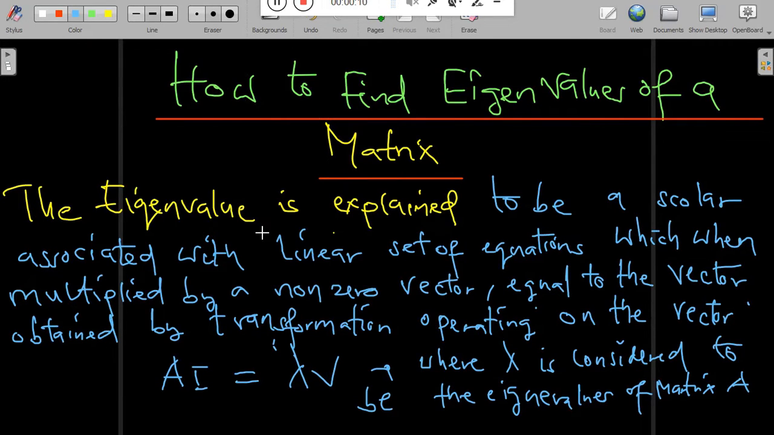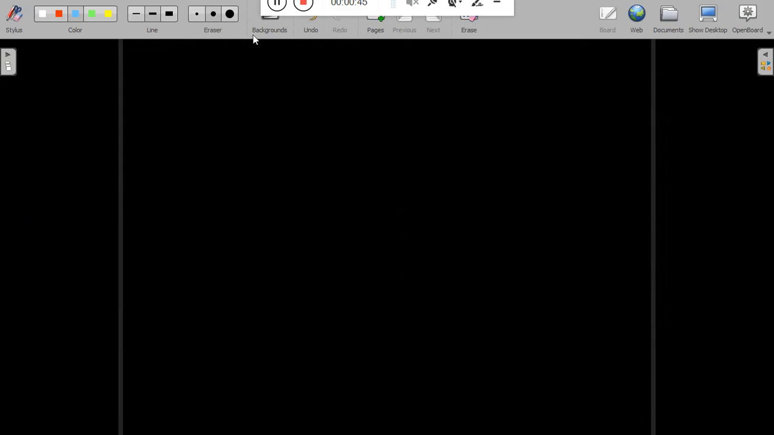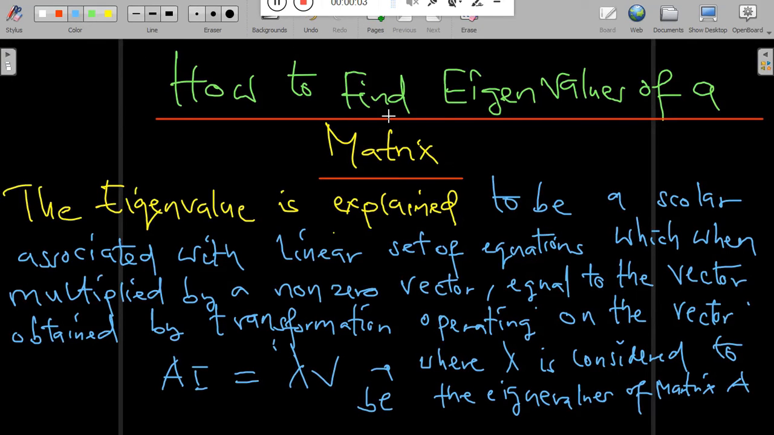So I'm going to take you through how to find the eigenvalues of a matrix. An eigenvalue is a scalar associated with a linear set of equations which, when multiplied by a non-zero vector, is equal to the vector obtained by the transformation operating on the vector. It is given by Av equals lambda v, where lambda is considered to be the eigenvalue of a matrix.